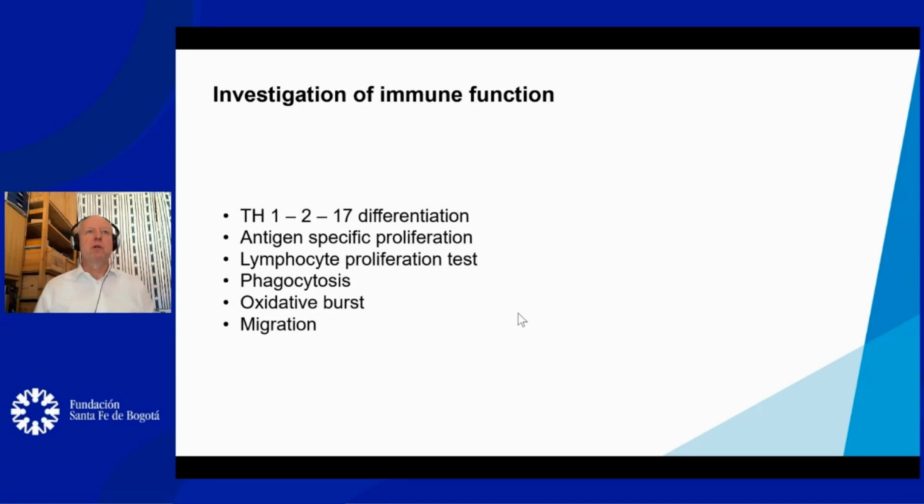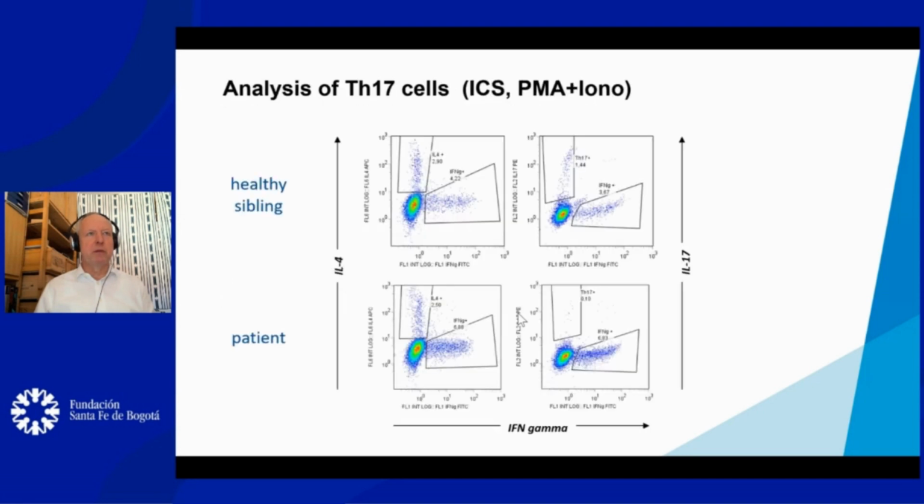The lymphocyte proliferation test is done in the majority of laboratories, no longer by adding radioactively labeled nucleotides, but by proliferation tests in flow cytometry. Phagocytosis, oxidative burst, and migration of the cells can be investigated by flow cytometry.